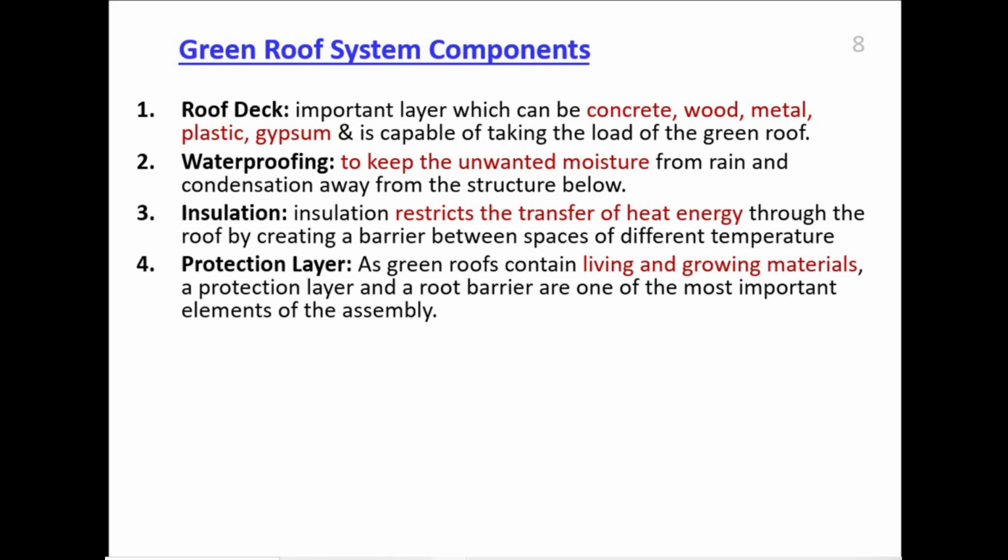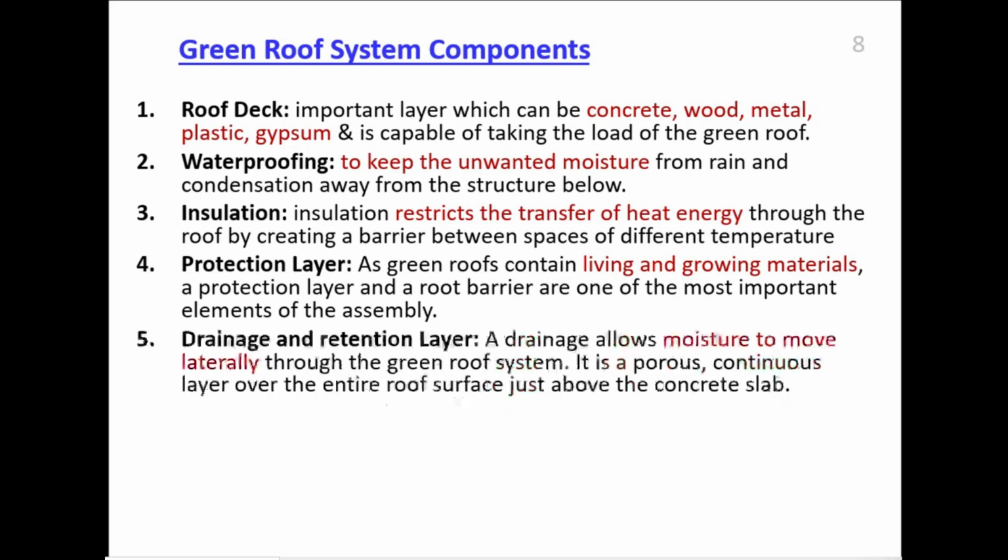And protection layer: as green roofs contain living and growing material, a protection layer and root barrier are among the most important elements of the assembly. Otherwise the roots will damage the structure and reach the ground. In many buildings in different places, you might have seen the fig tree. The common example is that it will reach any wall, either concrete or brick wall, and gradually it will damage the entire house. That's why the protection layer is very important.